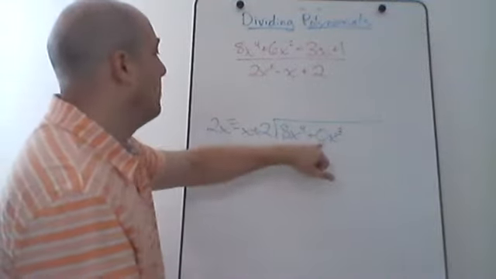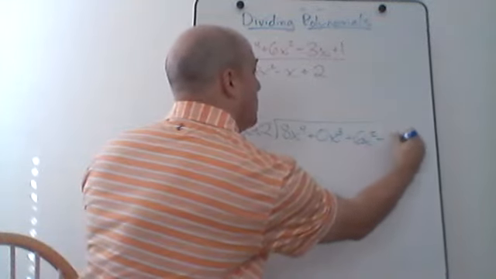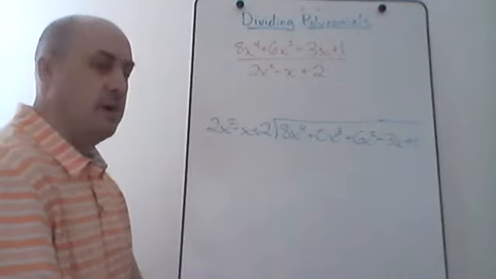All right, so 8x to the fourth plus 0x to the third, and then the rest of this is fine, plus 6x squared minus 3x plus 1. All right, just barely fits on the board there.